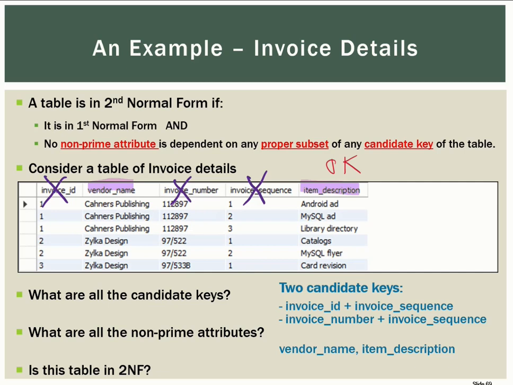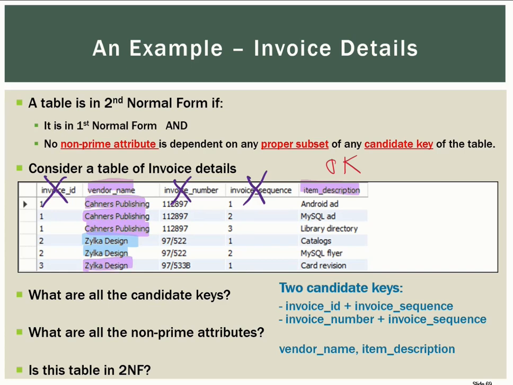It does look like the invoice ID determines the vendor. I mean, you really wouldn't have an invoice for two different vendors, and that's proven out by the data. There's invoice 1, and invoice 1 is always Connors Publishing, and invoice 2 is always Zilka Design, and invoice 3 is also only Zilka Design.